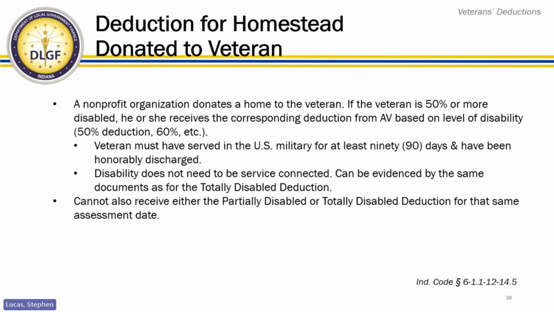The veteran must have served in the U.S. military for at least 90 days and have been honorably discharged. And the disability here does not need to be service connected, and it can be shown by the same documents as for the totally disabled deduction. A person cannot receive this deduction for a homestead donated to a veteran along with either of the other two veterans deductions for the same assessment date.